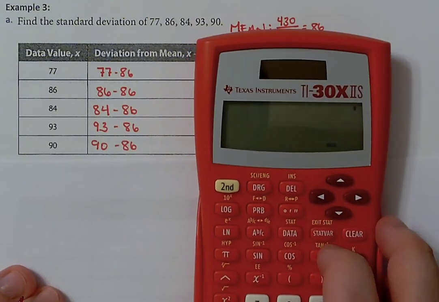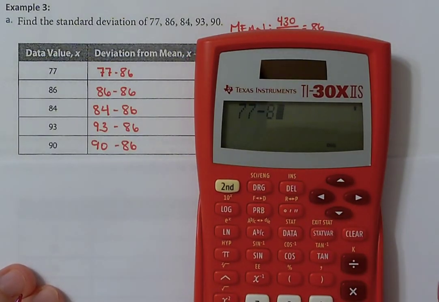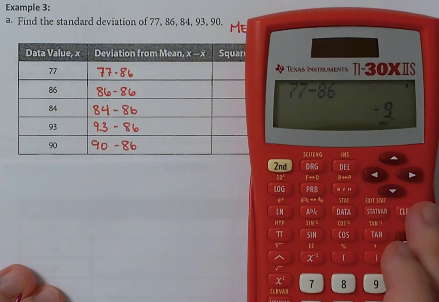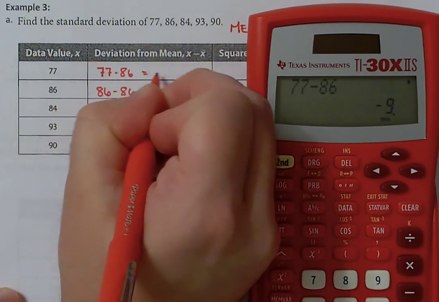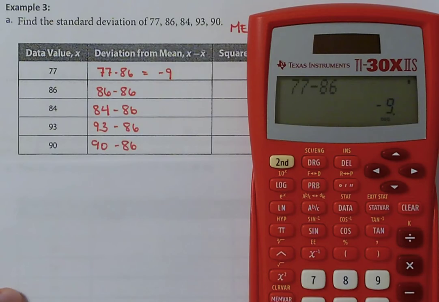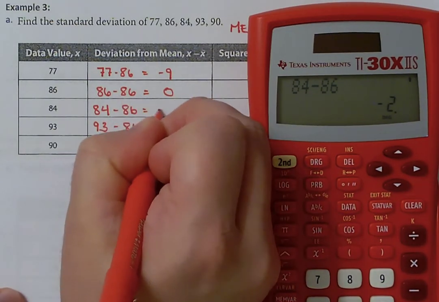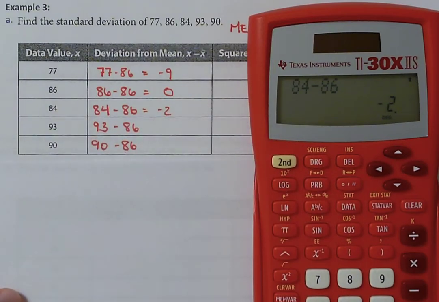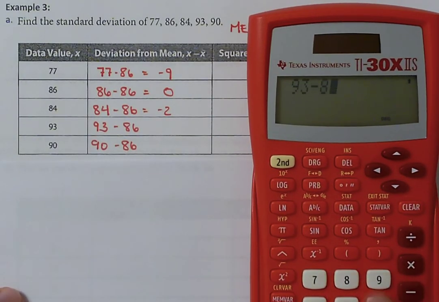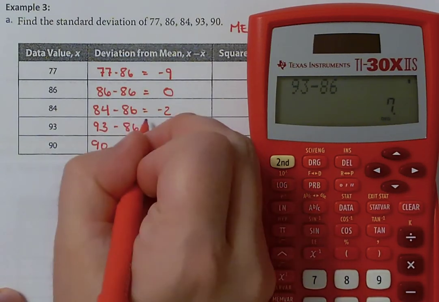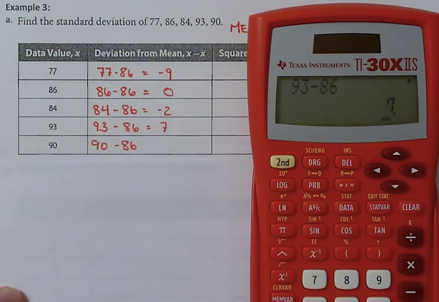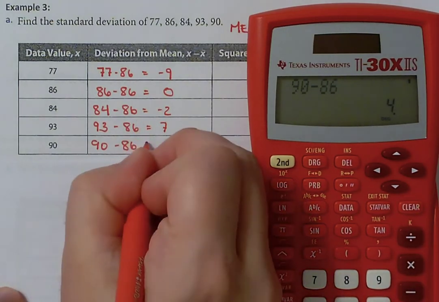So 77 minus 86 is going to give us negative 9. We do 86 minus 86, we get 0. We do 84 minus 86, we get negative 2. If we do 93 minus 86, we get 7. And then 90 minus 86 is going to give us 4.